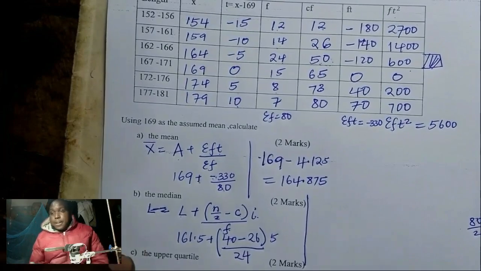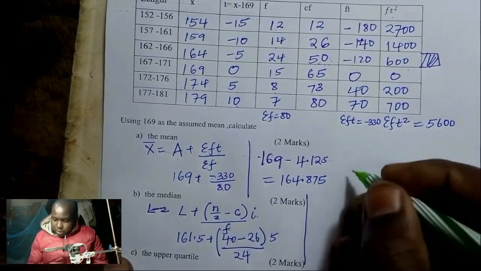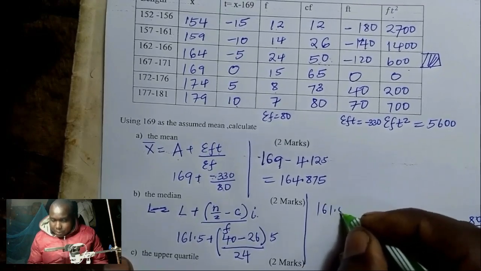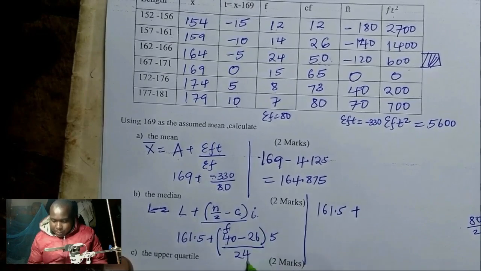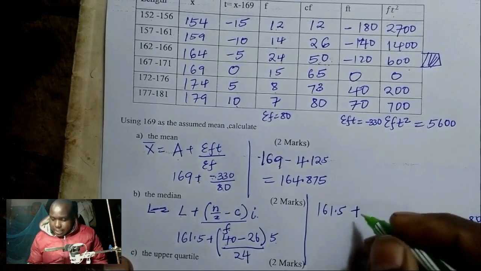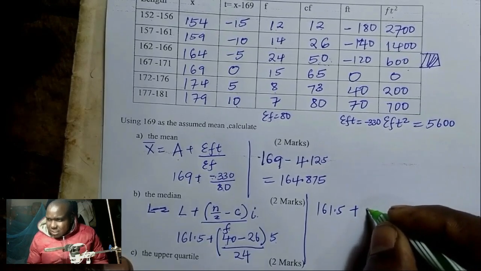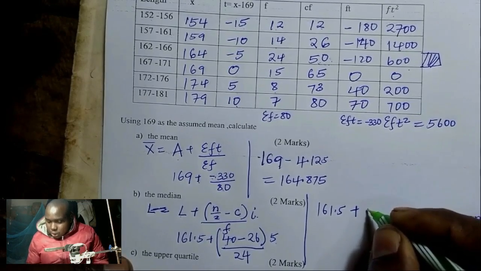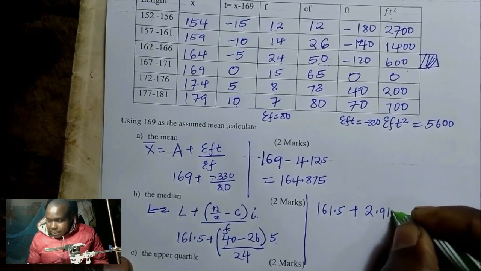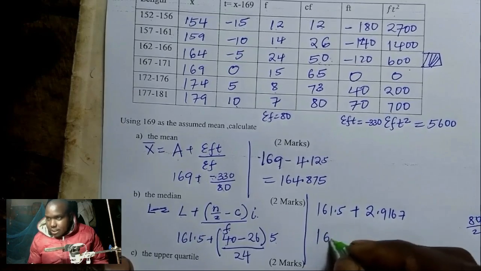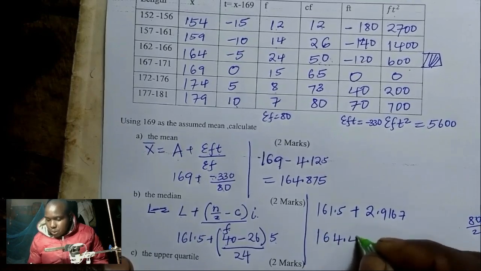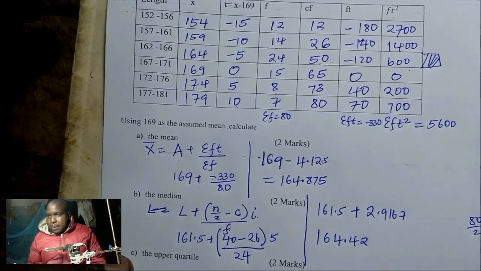So now this is 161.5 plus, you do this, you divide by this and then times 5, you get the answer as 2.9167, and then now the median is 164.42, and that is our median, 164.42.